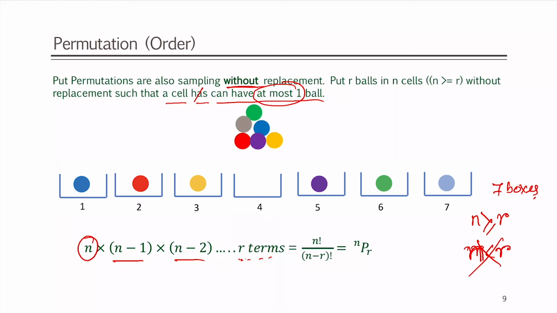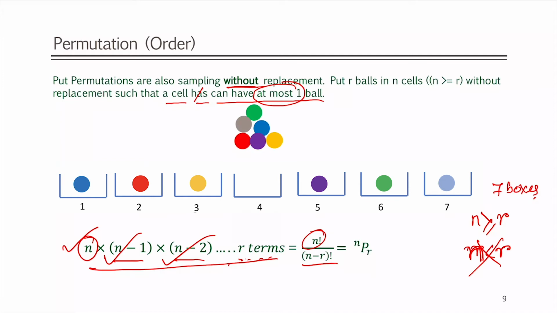So, you see this situation where I choose any of the n boxes for my first ball, and then I am left with only n minus 1, because I cannot put more than 1 ball. Then the third ball has n minus 2, and like that I have r balls, so r terms, and that can be written as factorial n by factorial n minus r, which is exactly that product.